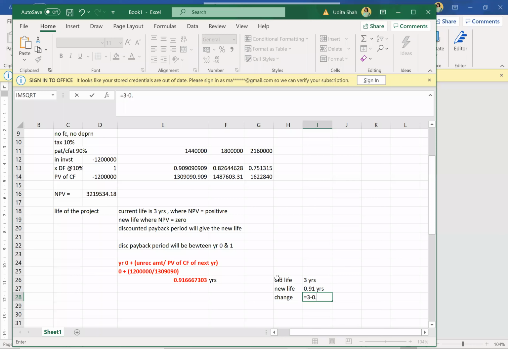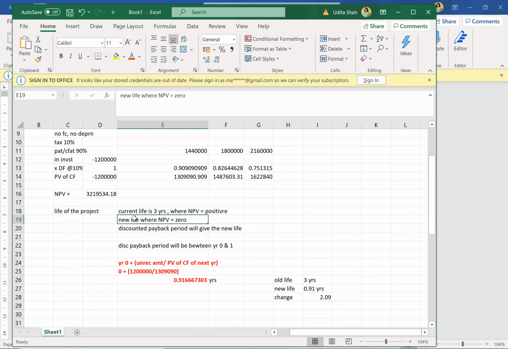I'll explain the life of the project concept again. Currently, life of the project is 3 years, right? 1, 2, and 3. Currently, life of the project was 3 years and NPV was positive. So I want the new life of the project where NPV is 0. Obviously, if 3 years had a positive NPV, NPV will be 0 when it is less than 3. So new life should be less than 3. For new life, we'll use our discounted payback period.